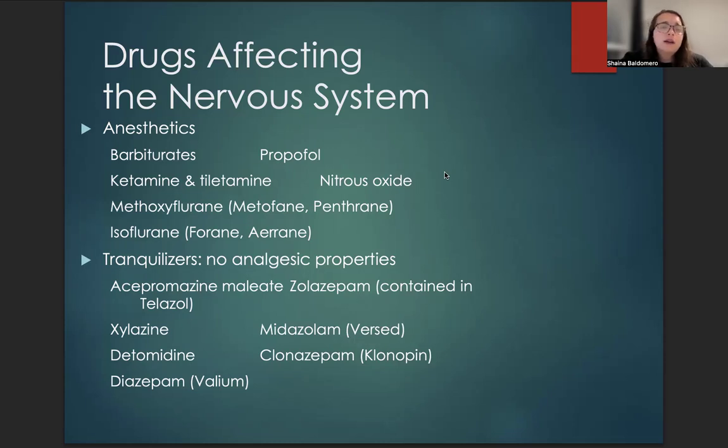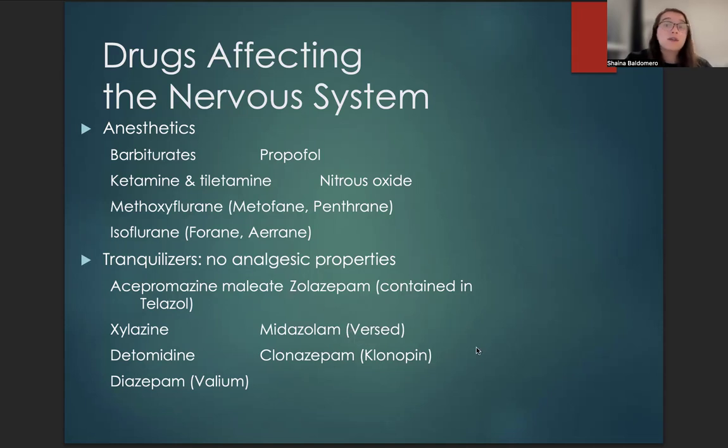We also have tranquilizers. These do not have analgesic properties. That means that they don't have pain control. All they do is help tranquilize the animal, which is essentially like a muscle relaxer. It helps calm them down. It helps them be less reactive. It's essentially in the same category as, you can see, diazepam, clonopin, so Valium, I'm also talking about Xanax would be in this category.